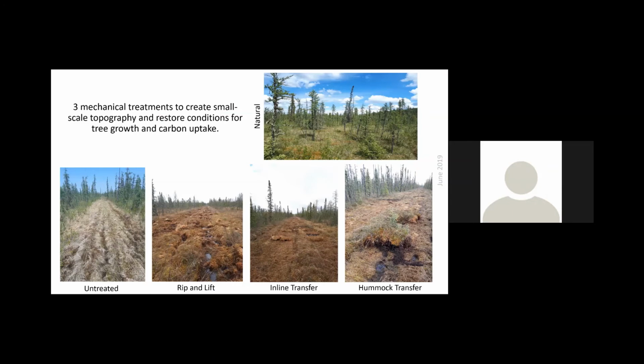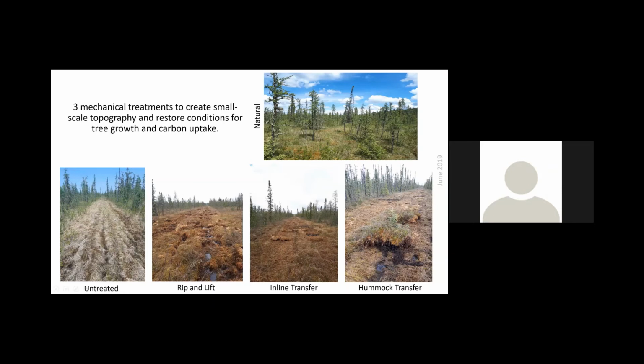So we use three mechanical treatments to recreate the small scale topography and restore the conditions for tree growth, which is mainly drier spots to grow, as well as to restore the carbon uptake cycle rather than emissions. So we have the rip and lift technique, which is using furrows to create those highs and lows. We have inline transfer, which takes a chunk of peat off of the line and places it back onto the line. And then the hummock transfer takes a chunk of peat off of the adjacent natural area and places it onto the line. And then those create those hummocks and hollows. We're comparing those to natural and untreated sections of the line as well.